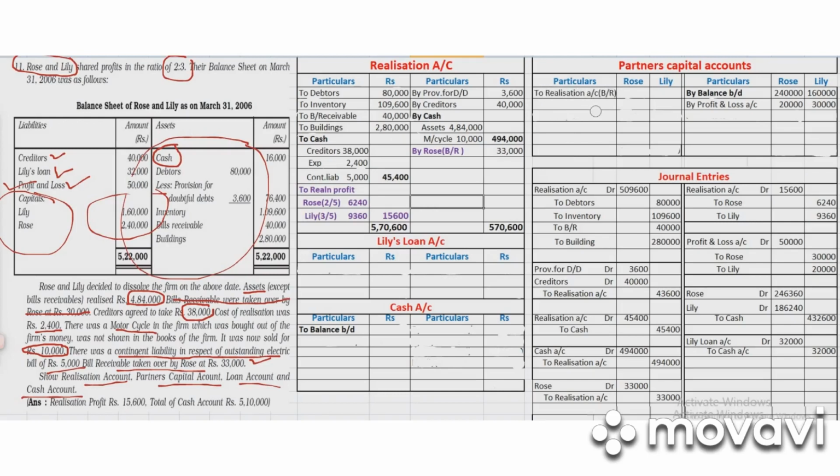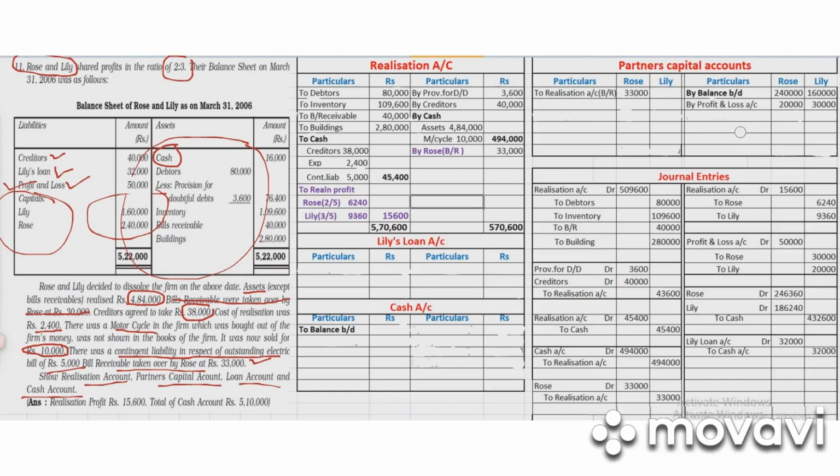You write a small short narration: BR, bills receivable taken, 33,000. Put it under Ross. In Lily's column nothing will be there. Lily is not taking any asset, only Ross is taking the asset. So when Ross takes the asset, see that the partner's capital account will get reduced. That is why it has come on the debit side. Okay, right. So realization account is written here, 33,000 has come there.